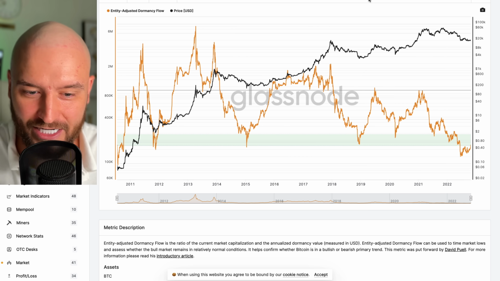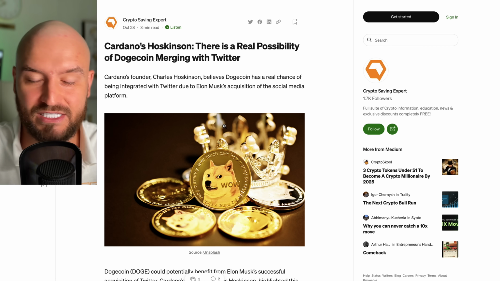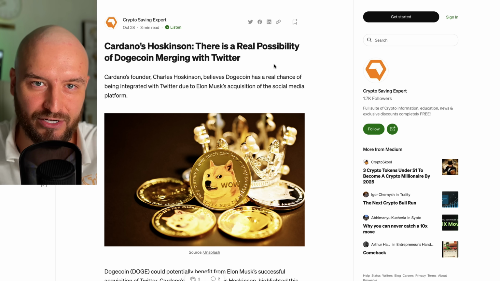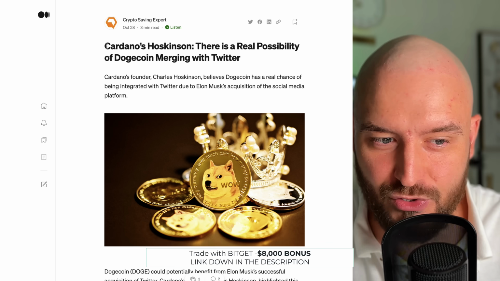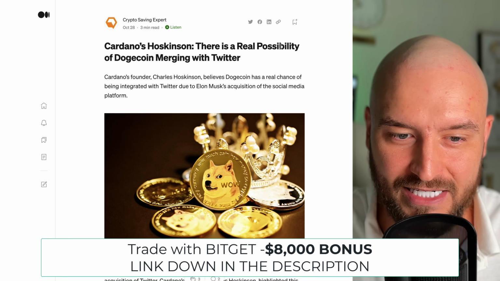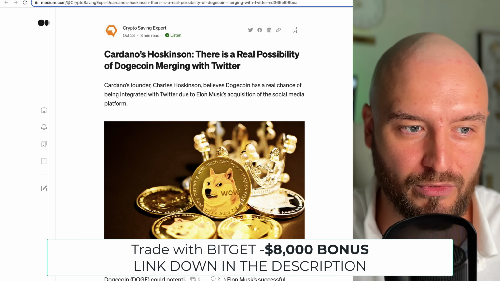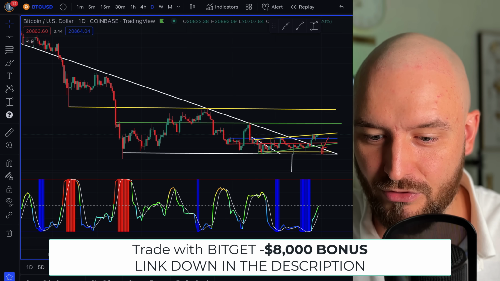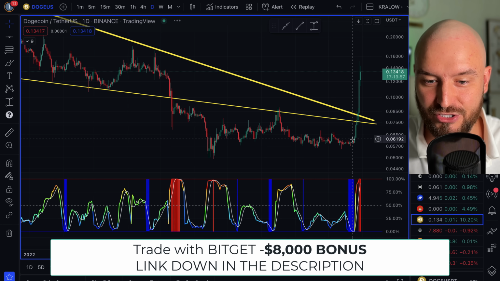Okay, so let's go back to the macro, and let's now move to some interesting news, which is the narrative and understanding what is going on right now. And here is an interesting one. Cardano's Hoskinson says there is a real possibility of Dogecoin merging with Twitter, and we've already seen what is happening with Dogecoin because of Elon Musk actually acquiring Twitter.